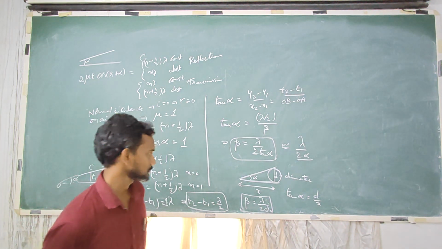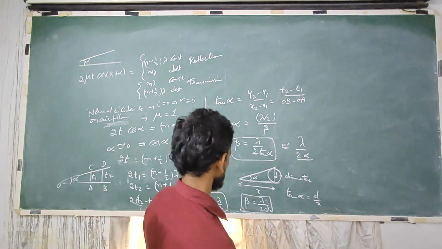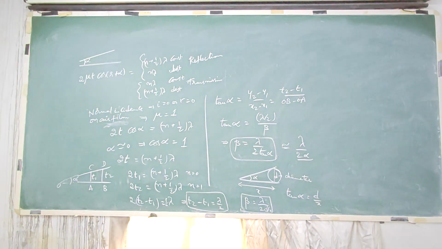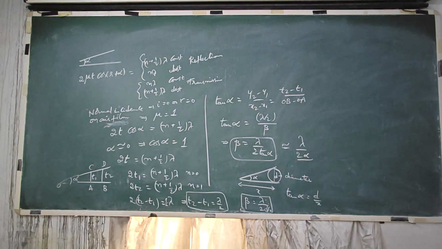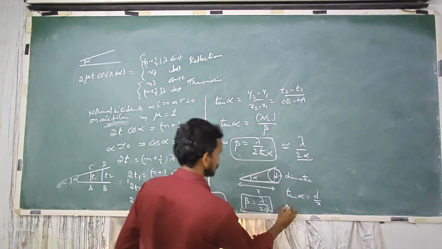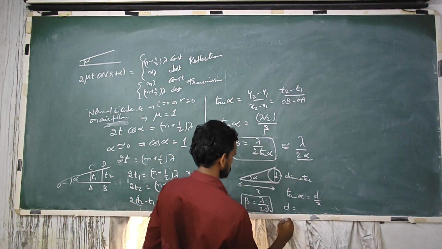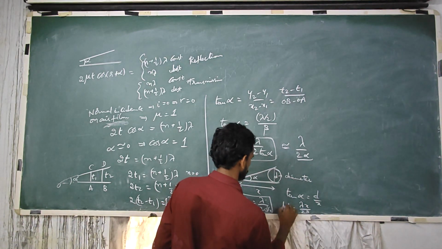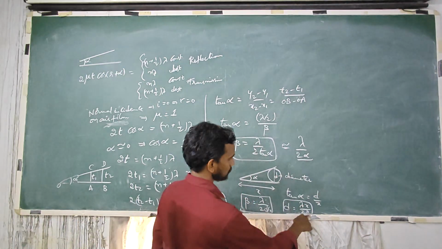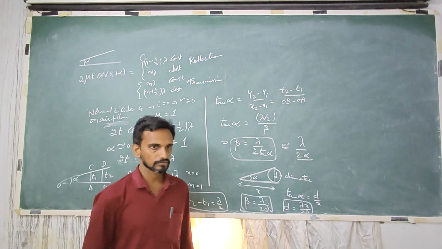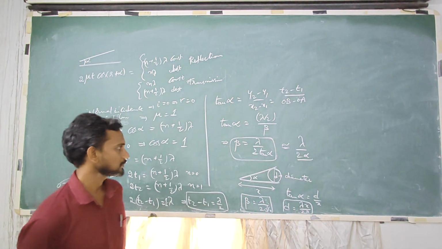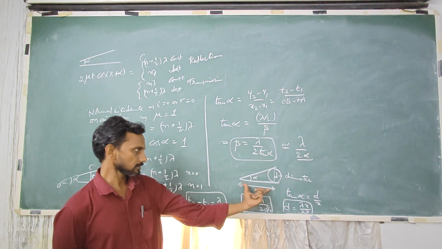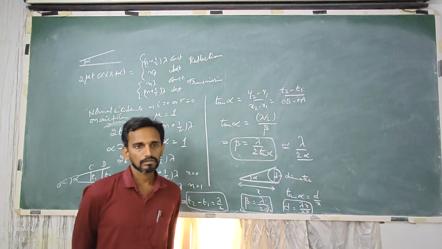Okay. And the fringe width, or if you want the diameter of the wire, okay. So if you want the diameter of the wire, d is equal to lambda x by 2 beta. So if you measure the fringe width, you can get the diameter of the wire. So here you are placing a wire of diameter d at a distance x from the origin.